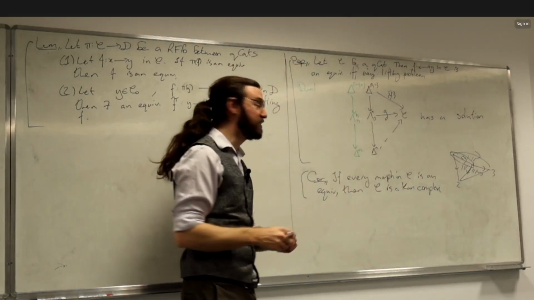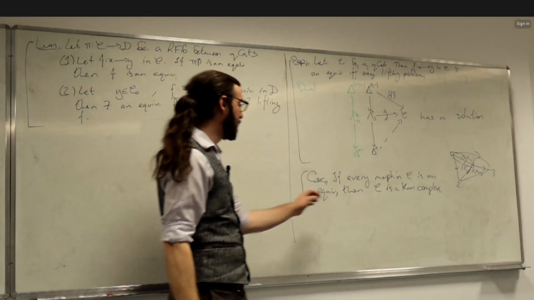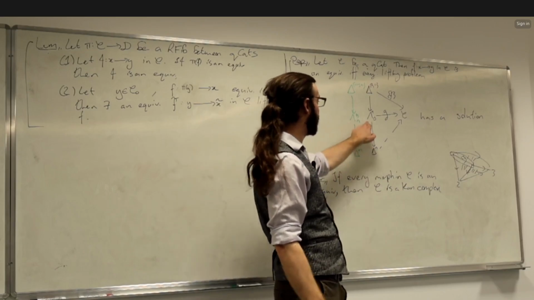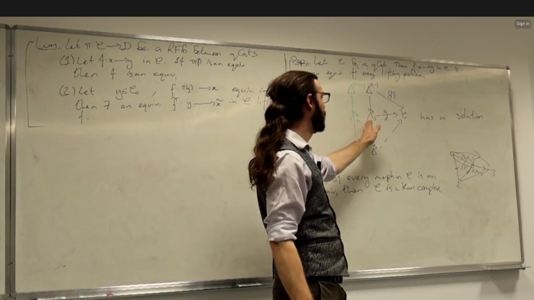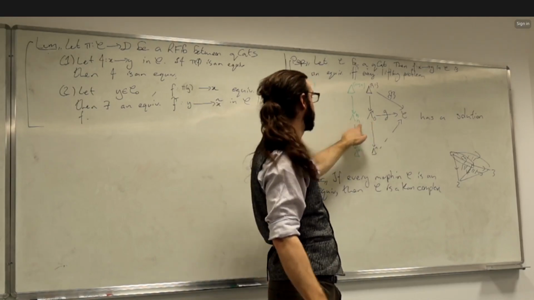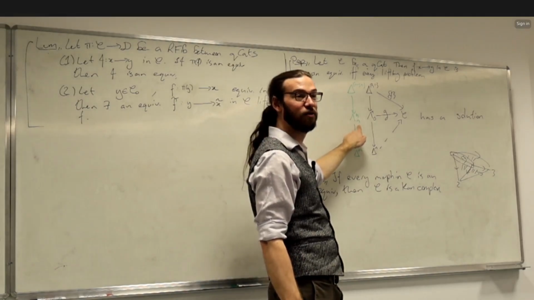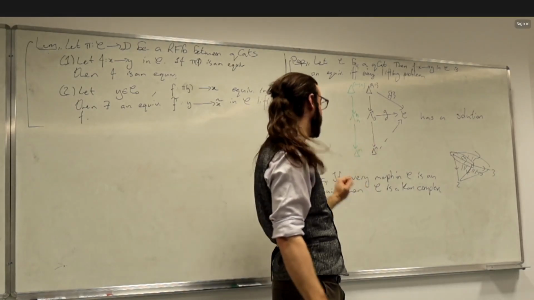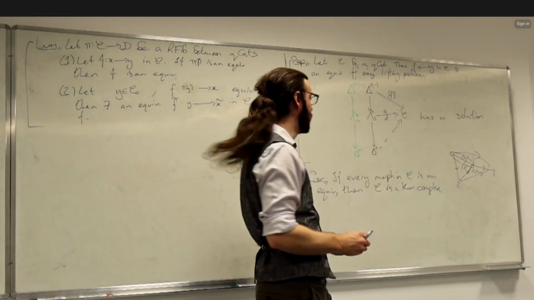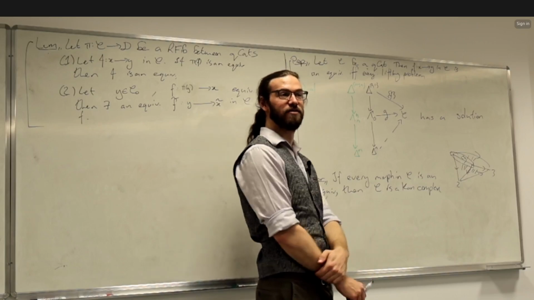And the reason for this is if every morphism in C is an equivalence, then this tells us that you have the lifting property against all left horns. This tells us that you have the lifting property against all right horns. And you already have the lifting property against all inner horns because it's a quasi-category. And so it follows that this is a Kan complex.